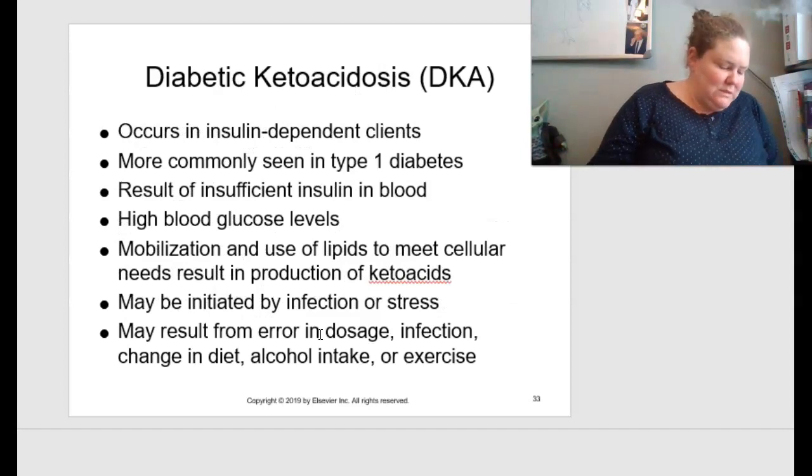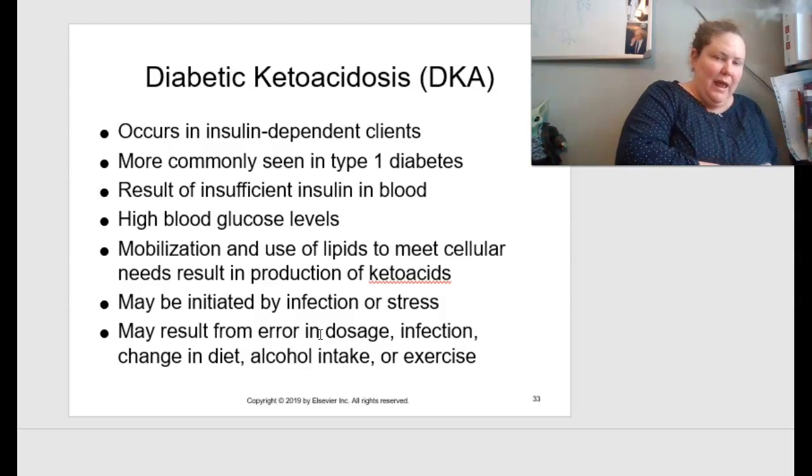So what about DKA? This is one of the most commonly talked about, not diseases, but conditions that can arise from having insulin problems. And so DKA is diabetic ketoacidosis, okay? And this is going to occur in insulin-dependent clients, okay?